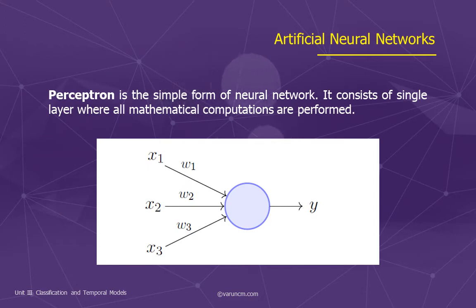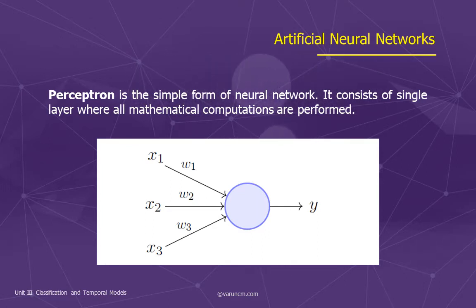So the next concept available in this artificial neural network, and an important concept, is the perceptron. What is this perceptron? It is the simple form of neural network as displayed in this diagram. This is a very simple form of neural network which has the input, and this blue color circle denotes the node.